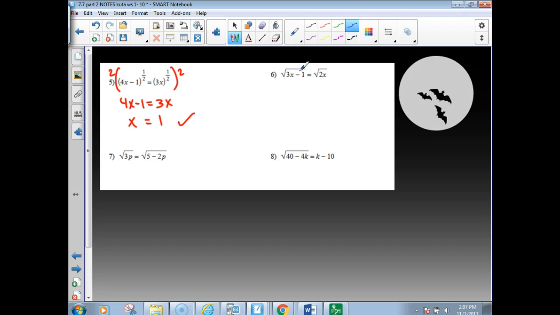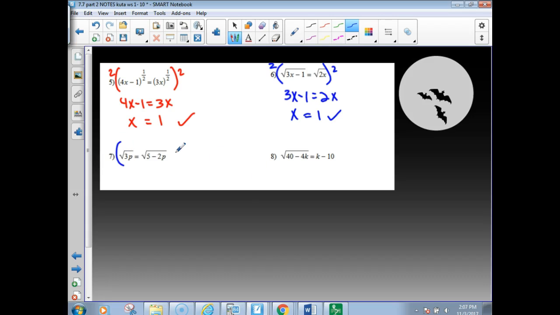These should go pretty quick. Square both sides. 3x minus 1 equals 2x. I'm going to subtract 2x and add 1 to both sides, and I get x is 1 again. Plug in 1 would work. We okay with these? I kind of went really fast through them because they're kind of boring problems, actually.